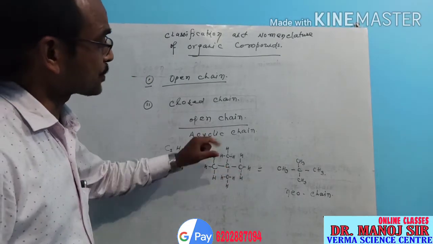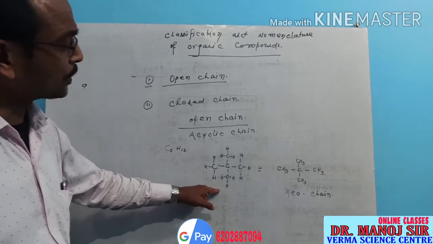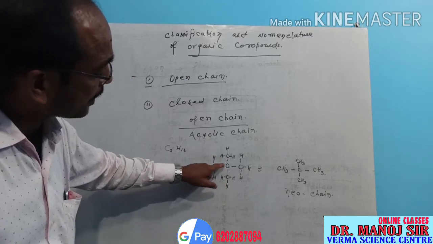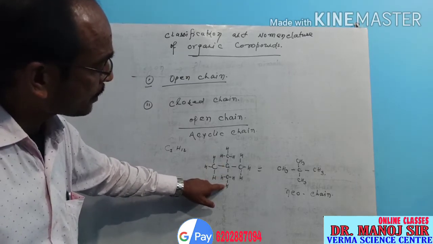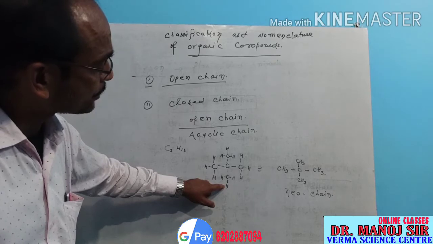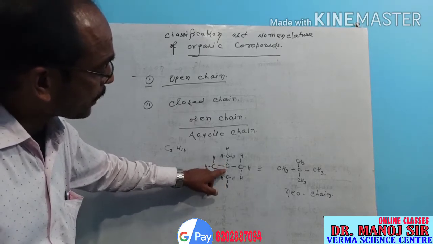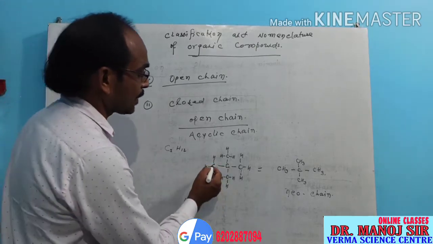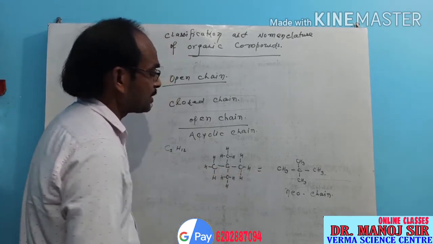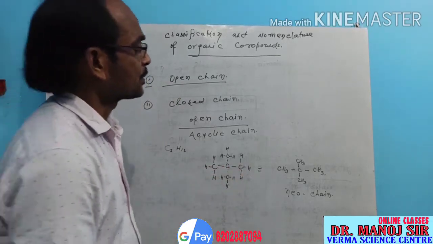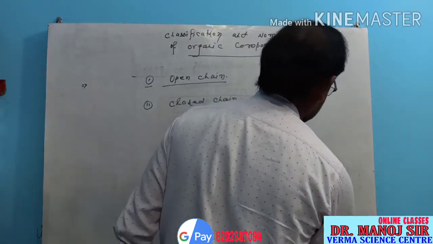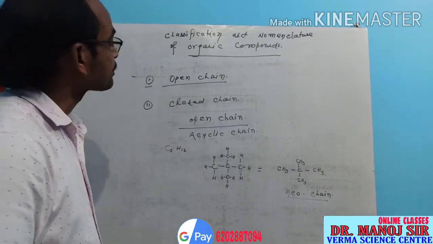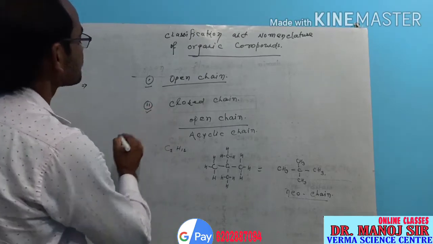And in neo you have seen 2 carbon atoms are perpendicularly lifted on the single carbon atom, and other 2 carbon atoms are in a neo form. So this is the neo chain. Second is closed chain.